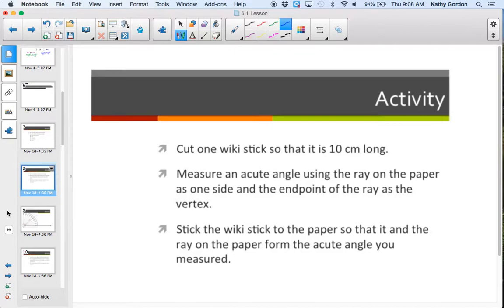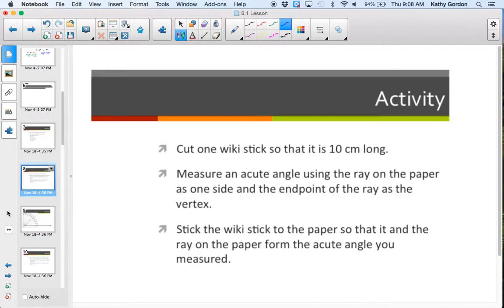I didn't give you scissors, so instead of cutting it, just bend it. Measure out 10 centimeters, and wherever that is, just bend your wiki stick at that point and smush it together. So it's going to be 10 centimeters long. Okay?